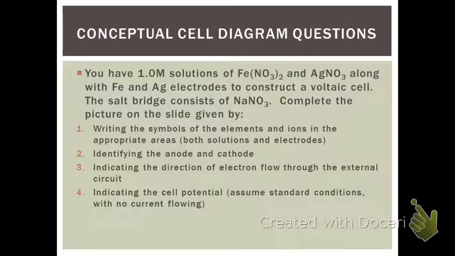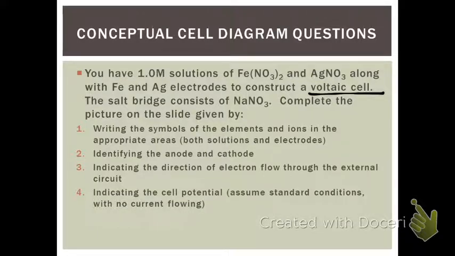Now here is a huge, important conceptual question. If you can truck along with me on this, then it tells me that you're truly understanding what's going on so far. Okay, you have 1 molar solutions of iron 2 nitrate and silver nitrate, along with iron and silver electrodes to construct a voltaic cell. It has to be voltaic, which means it has to have a positive E0 cell.